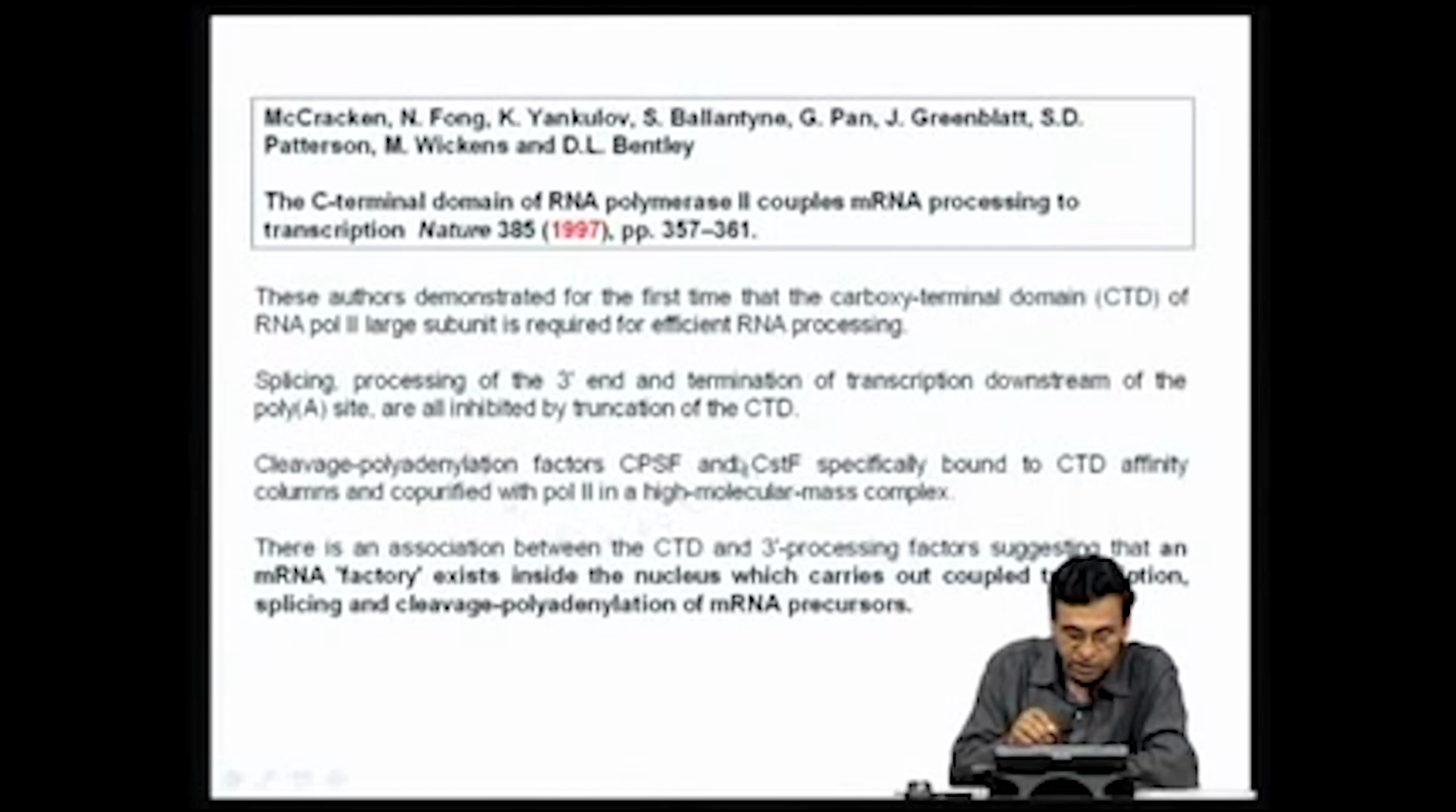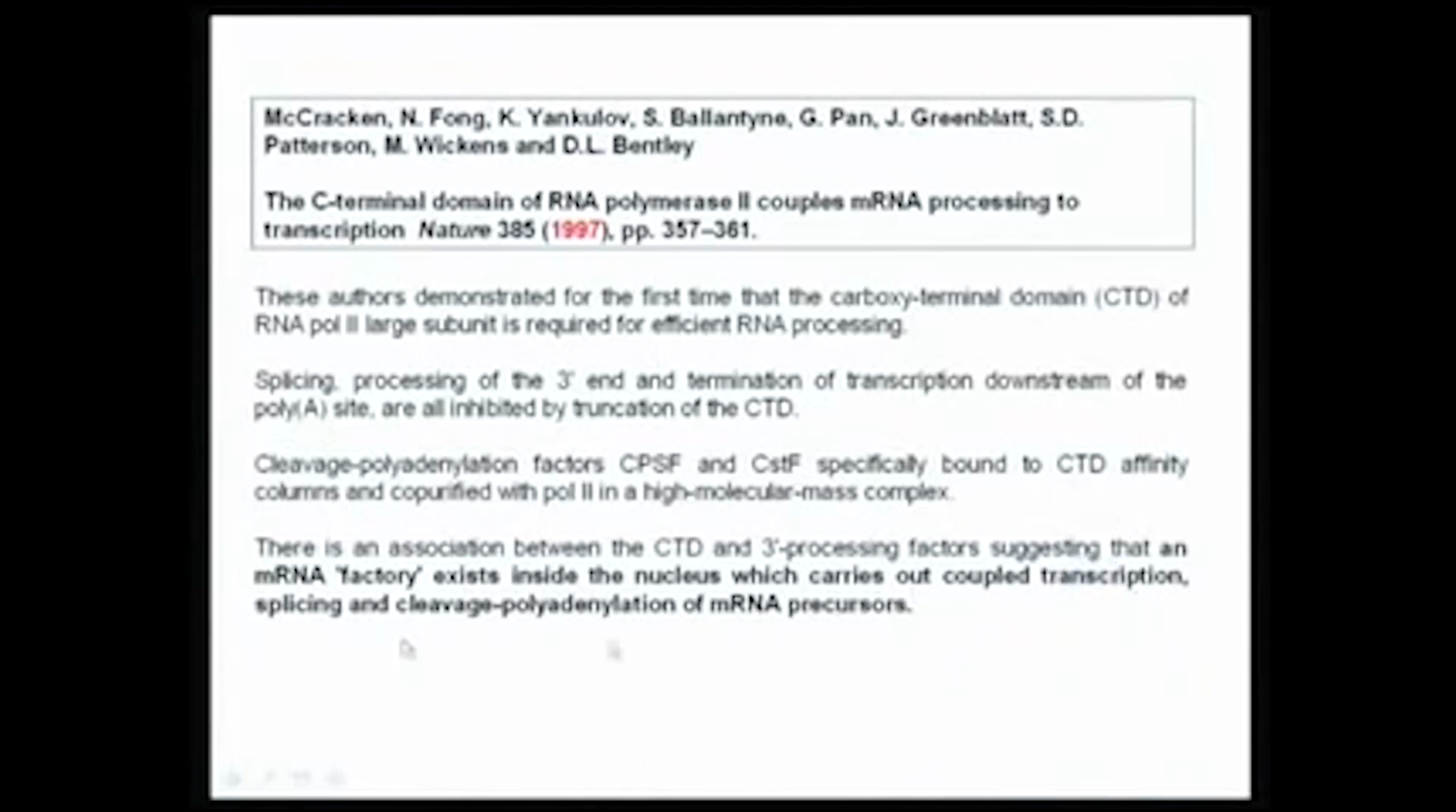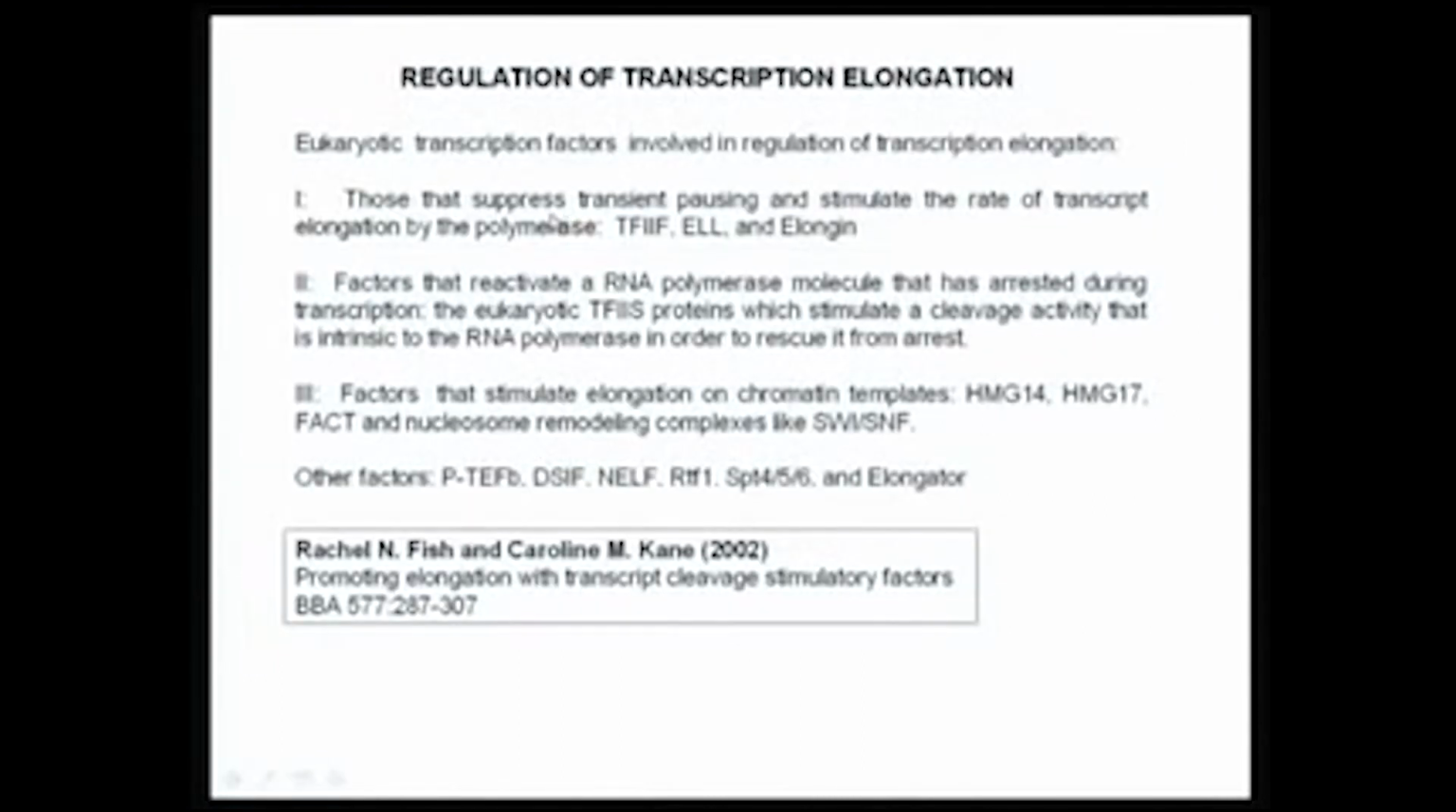So, these authors, based on their experiments, proposed in 1997 that there is an association between the carboxy terminal domain of RNA polymerase II and 3' processing factors, suggesting that inside the nucleus an mRNA factory exists. And this mRNA factory carries out not only transcription but also splicing, cleavage and polyadenylation all together. So, these are all co-transcriptional and they don't happen in an isolated manner inside the nucleus, but are highly integrated. These are all very important factors that are responsible for some of the major advances that took place in the area of RNA processing.